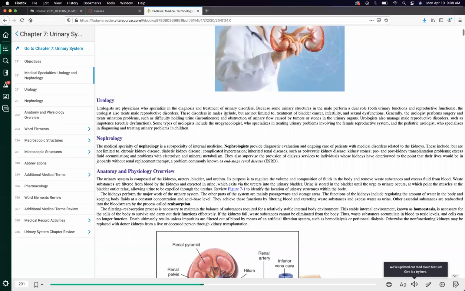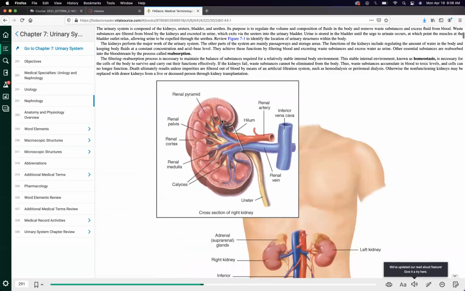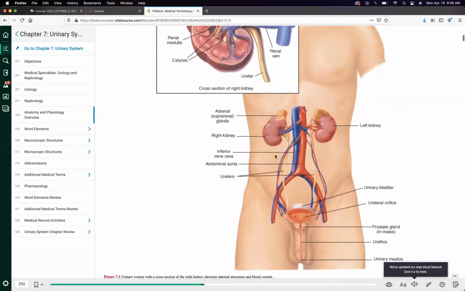So what do urologists do? Well, they deal with urinary problems. Now, if you look at this, for those of you who haven't had anatomy and physiology yet, the way you make urine is your kidneys filter the blood.